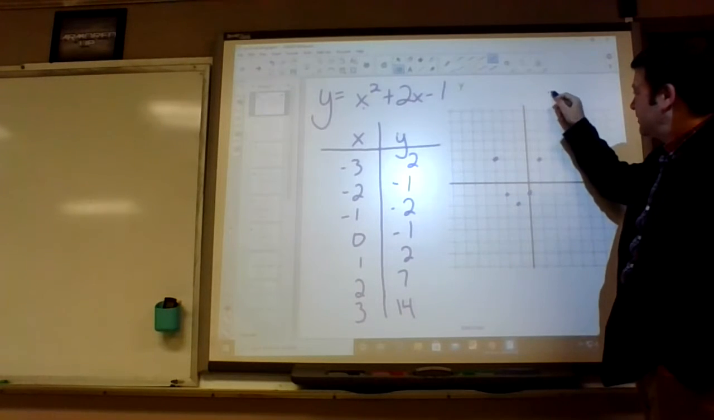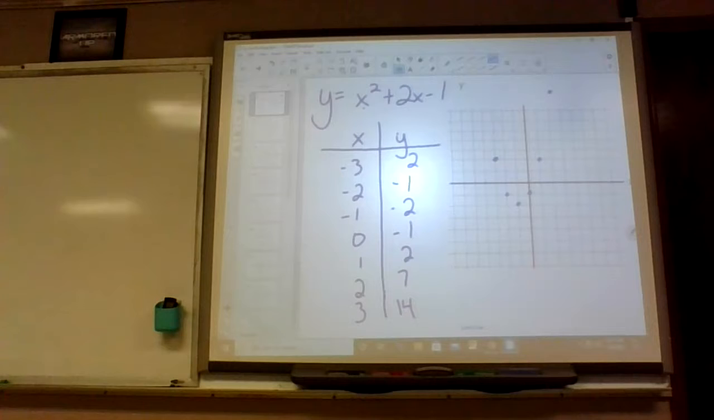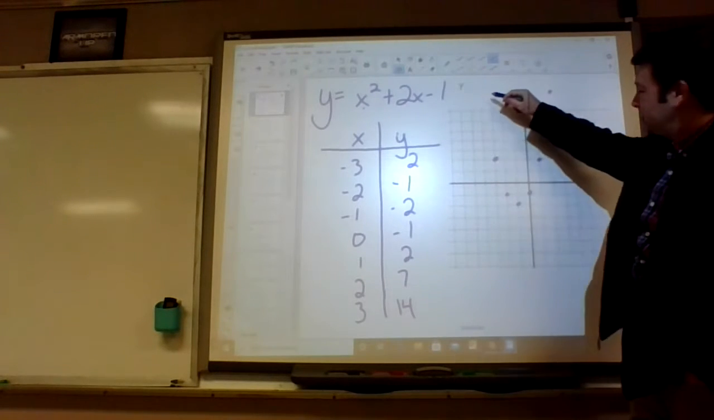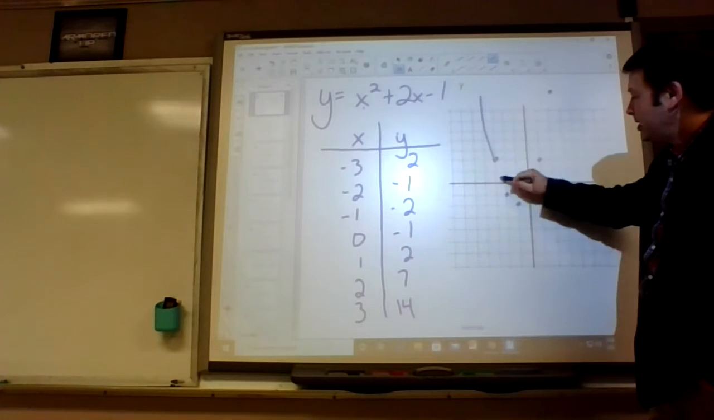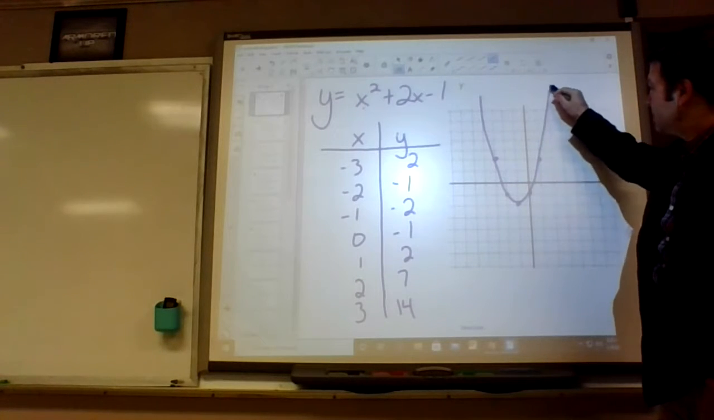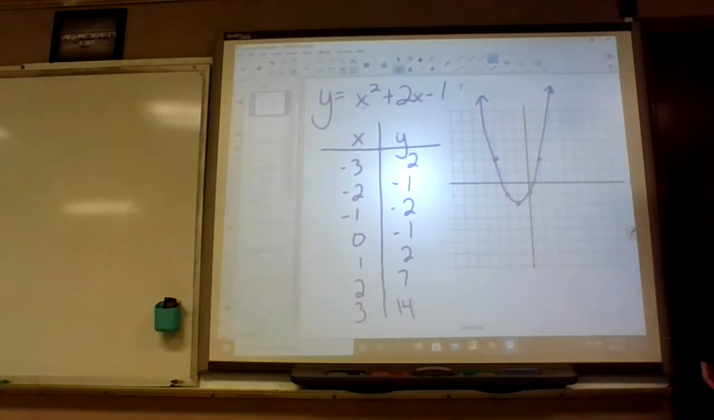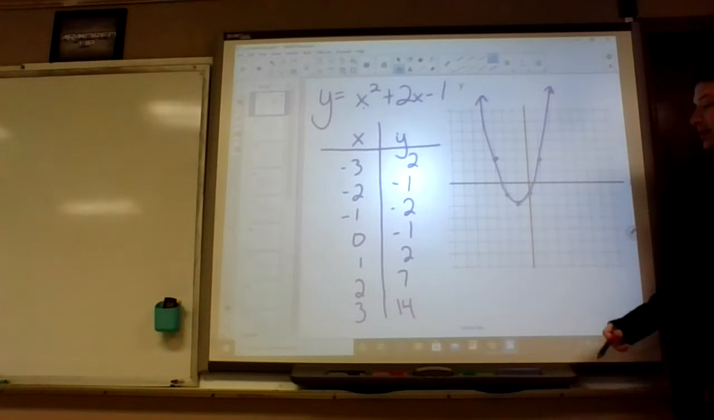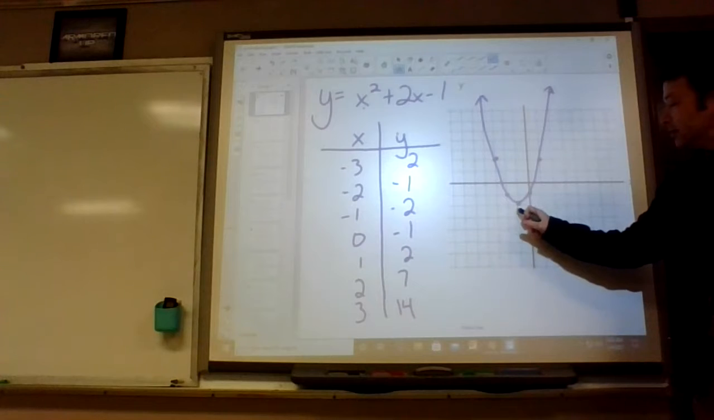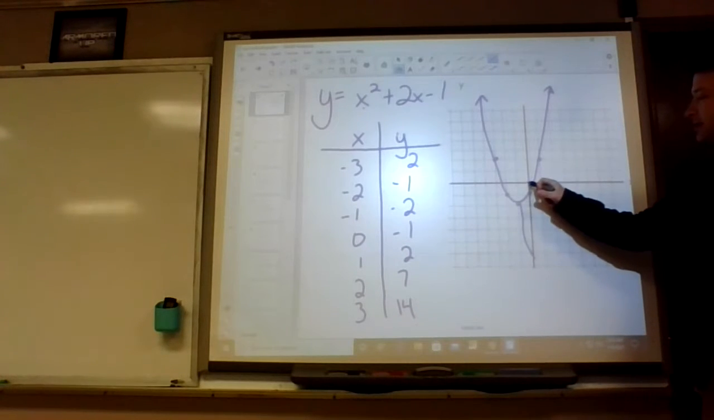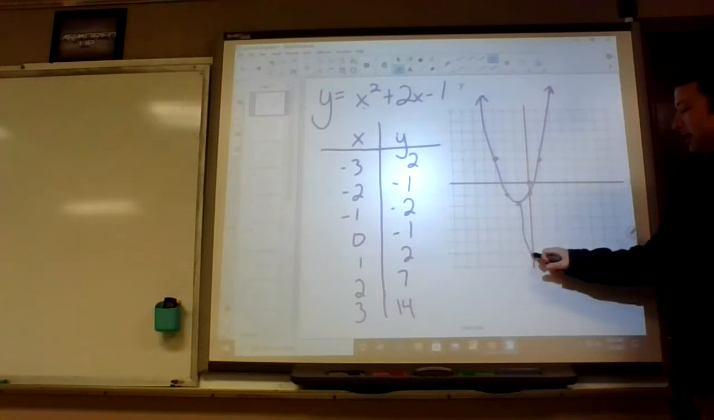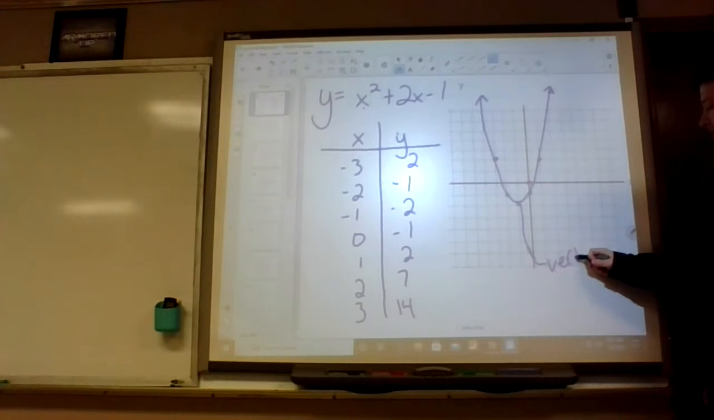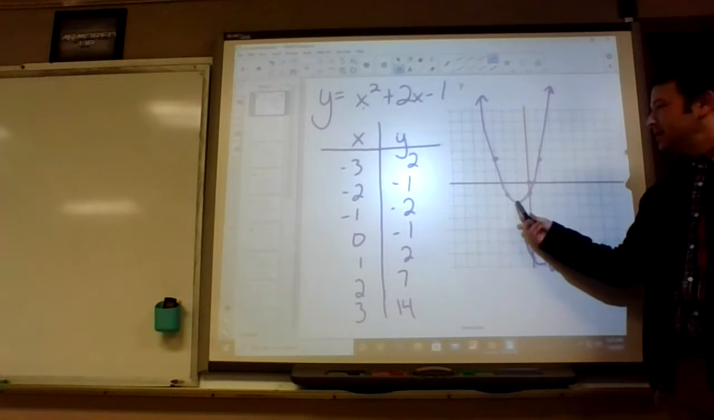and 2, 7. Alright. Do you guys know what this shape was called that we're making here? Parabola, yeah. Yeah, it's called a parabola. Does anybody remember, probably not, what this point is called down here? It's called a vertex. It's kind of like the center.